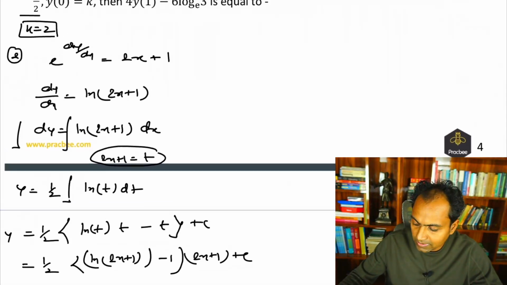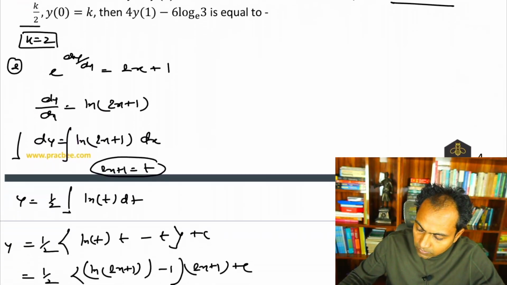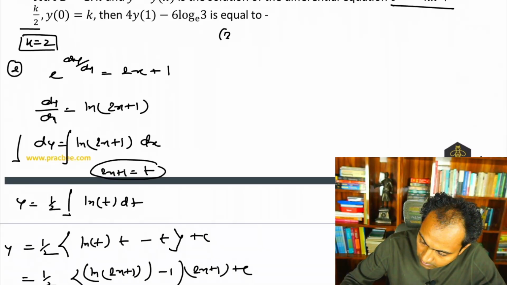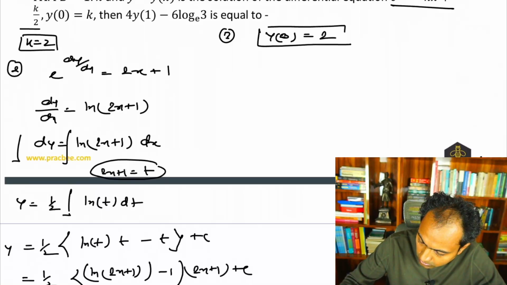Now once you have done this, what is given in the question is, if I put x equal to 0, y will be equal to k. So in the next part, if I put x equal to 0 in this, it comes out to be k is nothing but 2. The curve passes through a point 0, 2.